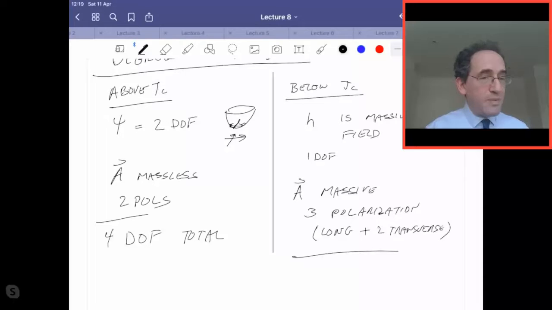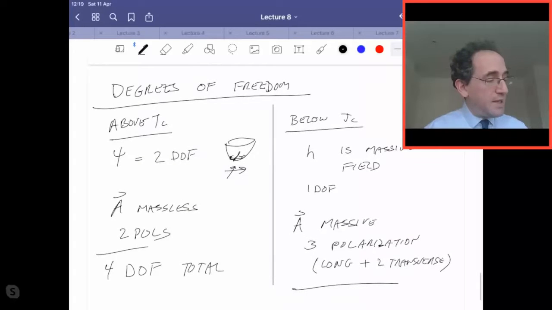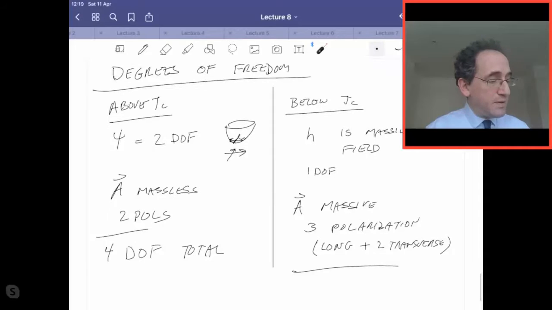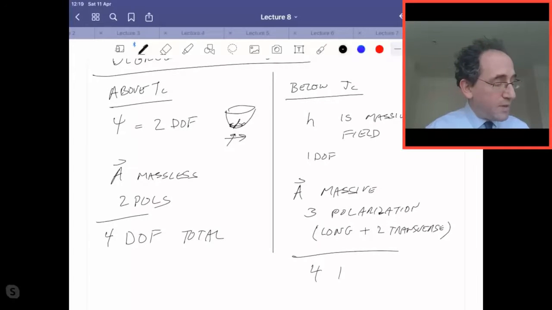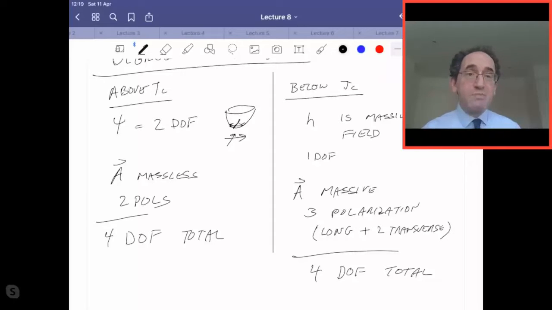So here we have 1 degree of freedom in the H field, in the magnitude of the field, and 3 degrees of freedom in the gauge field. So again, we get 4 degrees of freedom total. So we haven't lost any degrees of freedom. We've just moved them around. The gauge field has eaten one of the degrees of freedom when it becomes massive.